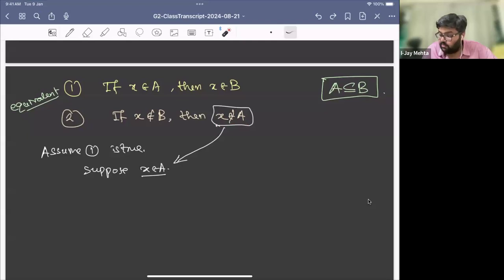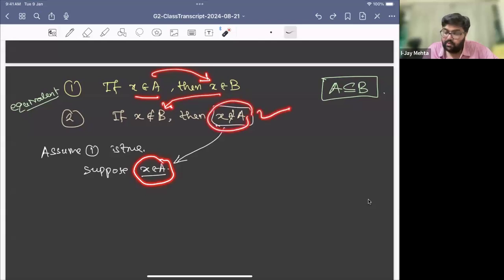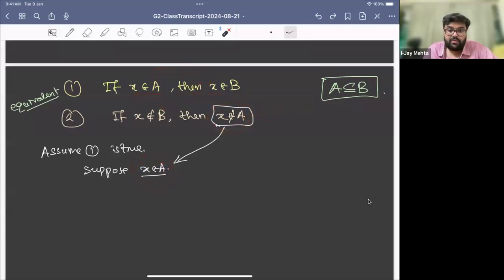So suppose, if possible, X is in A. Suppose this is not true, then what is true? X is in A. But then if X is in A, I already know statement number 1, so X is in B. Now X is in B, but I already assumed that X is not in B. So which is a contradiction. So that means this must be true. We are done. How many of you understand this?